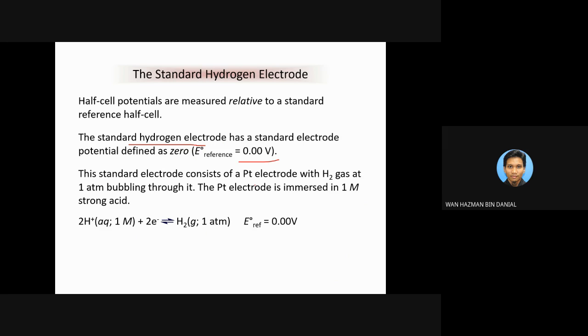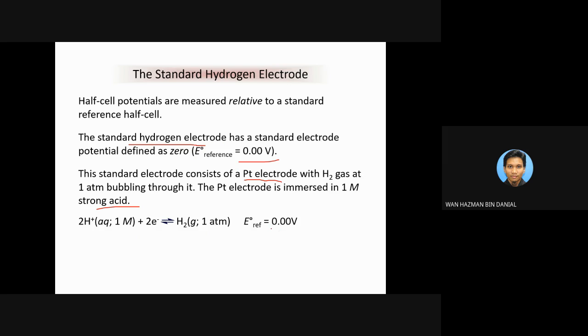So this standard electrode consists of a platinum electrode. The platinum electrode does not participate, it is inactive, with hydrogen gas at 1 atmosphere bubbling through it, and it is immersed in 1 molar of strong acid. We use 1 molar, so this is the standard state. When we calculate, it has zero potential.